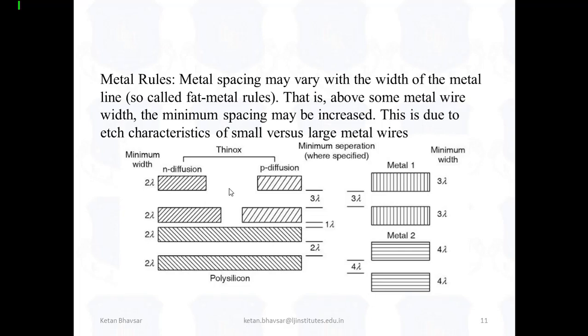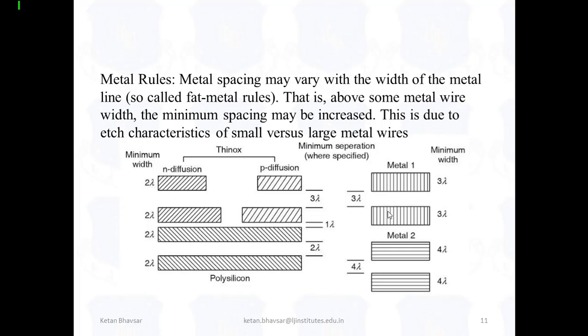Suppose you're talking about the metal, then you have a diffusion of n plus and p plus, and you have to take a minimum width of 2 lambda. Like there are different units like centimeter, meter, millimeter, in VLSI technology we have a unit, the lambda based rule. And when you're talking about the distance between two n plus diffusions or p plus diffusions, that definitely should be 3 lambda, as you can see. And when you're talking about the polysilicon, the minimum spacing between two polysilicons is 2 lambda, and the width is also 2 lambda.